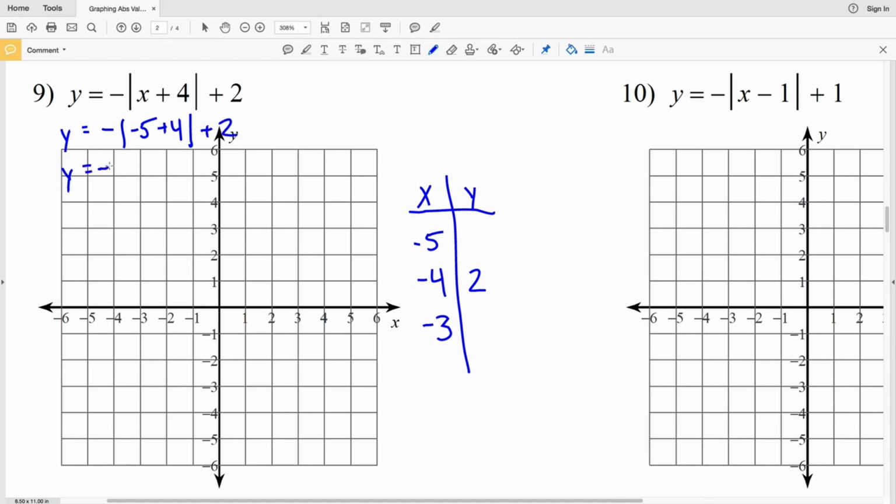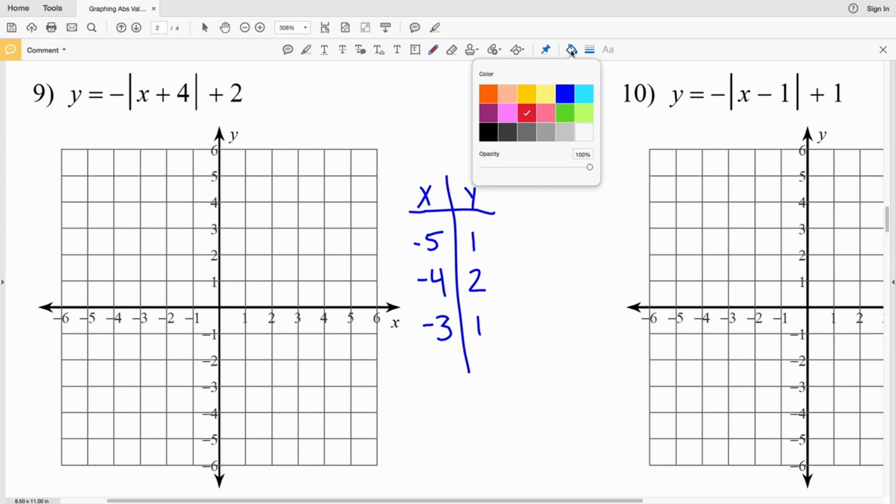We have y equal to the opposite of the absolute value of -5 plus 4 is going to be a -1, and then we're still adding that 2. So y is equal to the opposite of the absolute value of -1, so it's equal to the opposite of a +1, since the absolute value of -1 is +1, and then we're adding that 2. So y is going to be equal to -1 plus 2, which is a +1. So when x equals -5, y is +1, and same when x is -3, y is also +1.